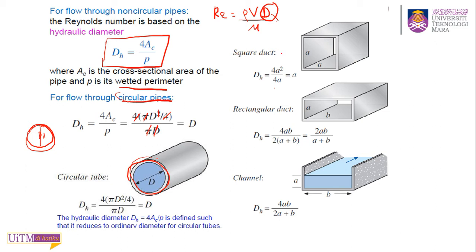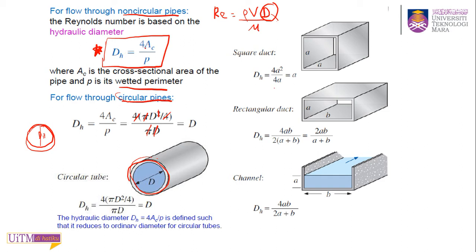But for non-circular pipes, you need to use this formula. For circular pipe it is the same thing, it will always go back to the diameter. It's shown here. When you put in the equation, you get the hydraulic diameter the same as your diameter for a circular pipe. But for non-circular pipes, like the square duct, rectangular duct or channel, you can use this equation to find the hydraulic diameter.